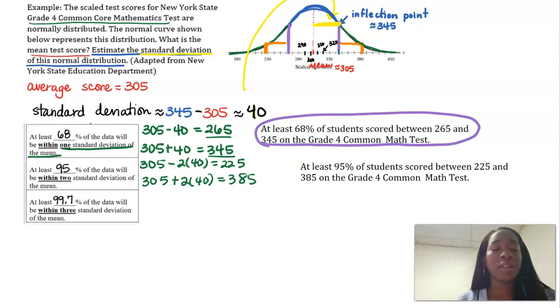And if we went 3 standard deviations, then we could say 99.7%. Almost all of the data would be within 3 standard deviations away from the mean. That's what the empirical rule tells us. And that rule can be used for only normal symmetric distributions.